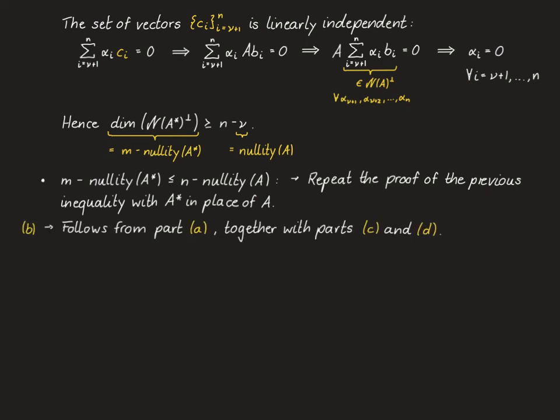Part B now follows immediately from part A together with parts C and D. And finally, the proof of part F of Sylvester's inequality is omitted here. So we have completed the proof of theorem 6.11.